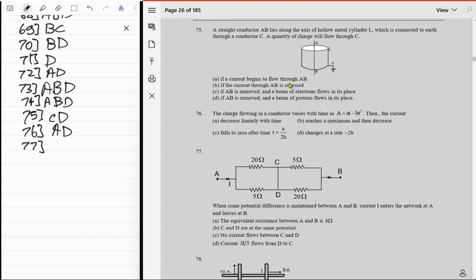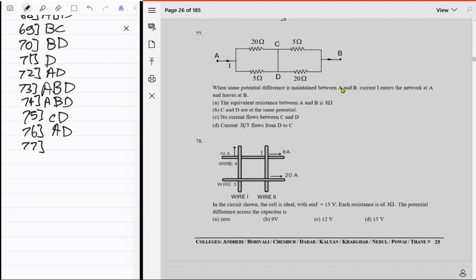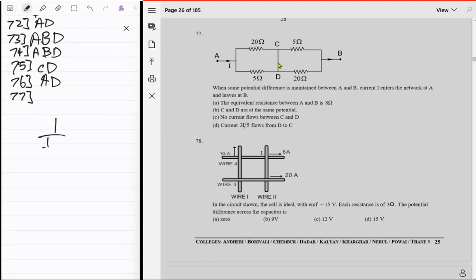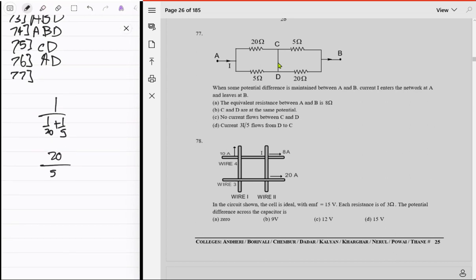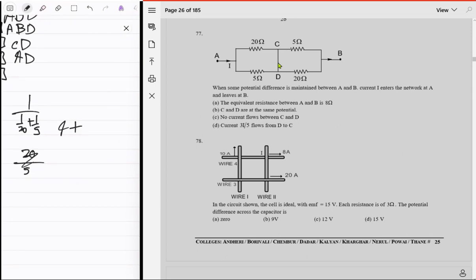77. Okay, this thing. When some potential difference is maintained between A and B, current I enters the network at A and leaves at B. We have to find that the equivalent resistance between A and B is 8 ohms. Let's just see, it's like the same, it's like a wire, so the potential will be the same. Separate it out. So it's just 1 upon 20 plus 1 upon 5. Multiply by 20, so 20 upon 1 plus 4, so 5, which means like 4. Here plus the same thing. So yeah, it's just 8. 8 is the resistance. Yes, so A is correct.